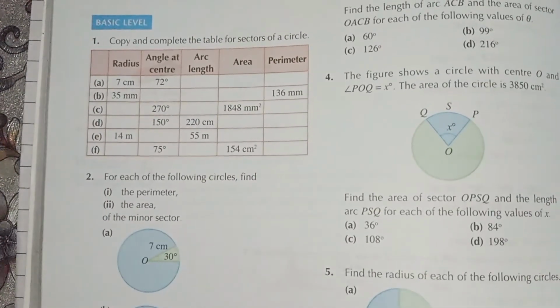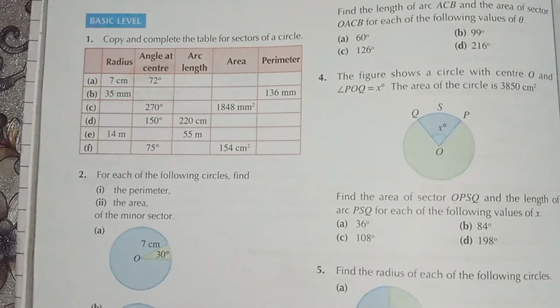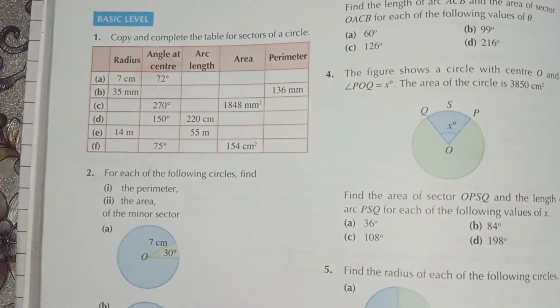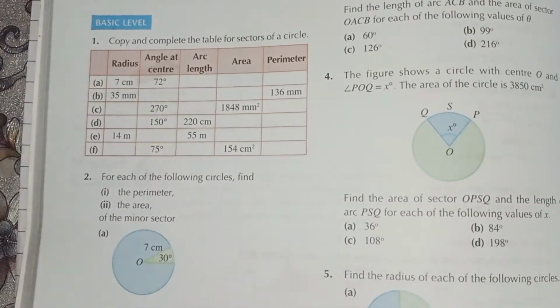Now students, in F part, we have to find the radius, arc length and perimeter. Area and angle of center are given to us. From the formula of area, we have to first find the radius.